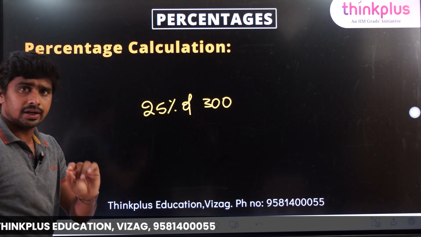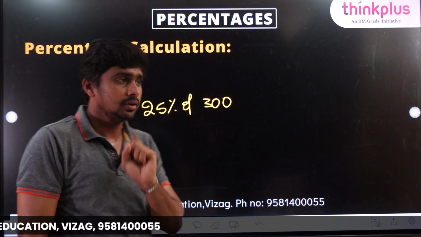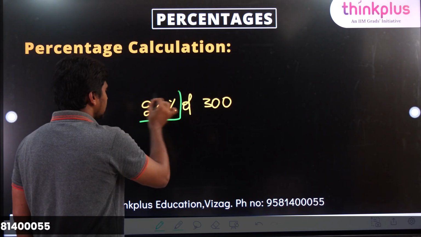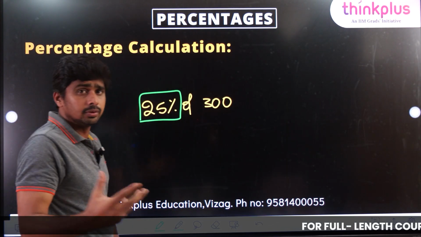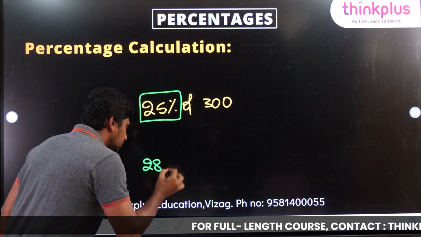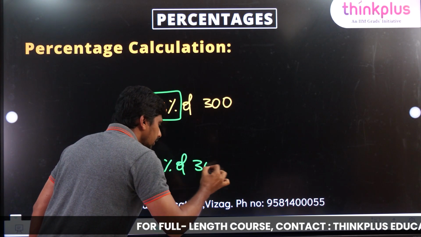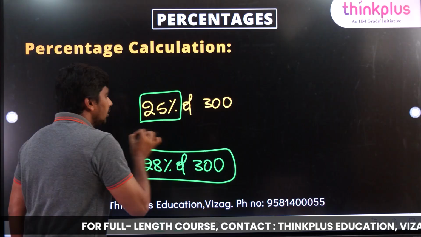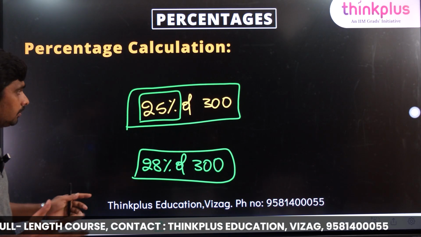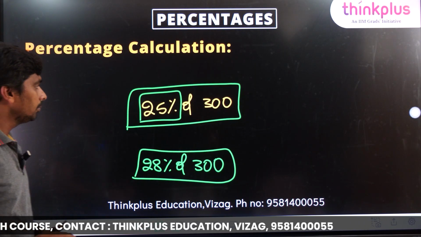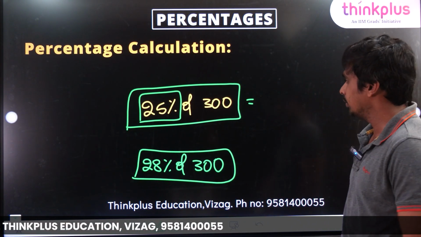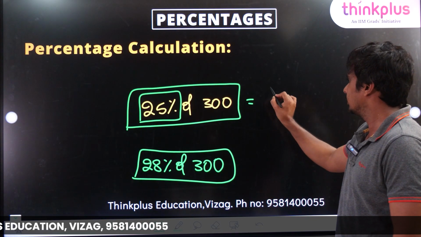First, let's understand the question. Don't hurry to solve it. Some people directly write that 25% is 1 by 4, but sometimes you may not know. For example, if I give you a question like 28% of 300, what do you do? Let's discuss both questions in multiple aspects. I know 25% of 300 is an easy question, but if something difficult is given, how do you approach it?